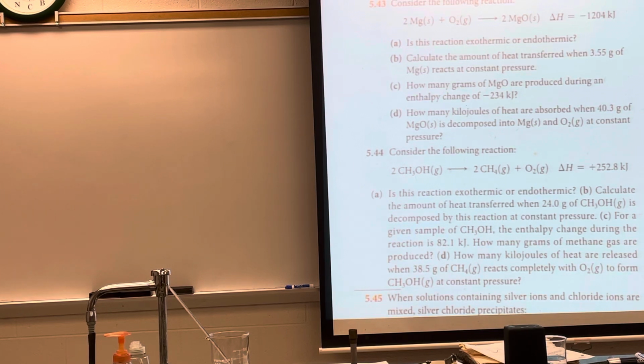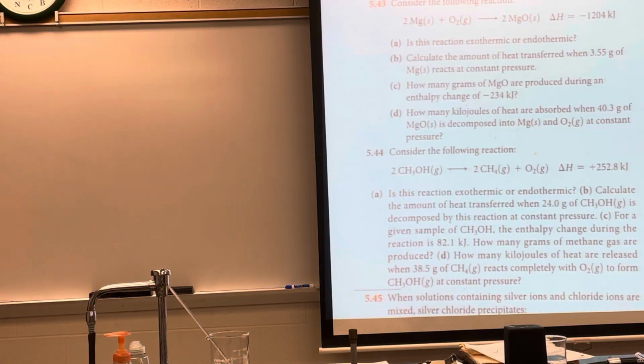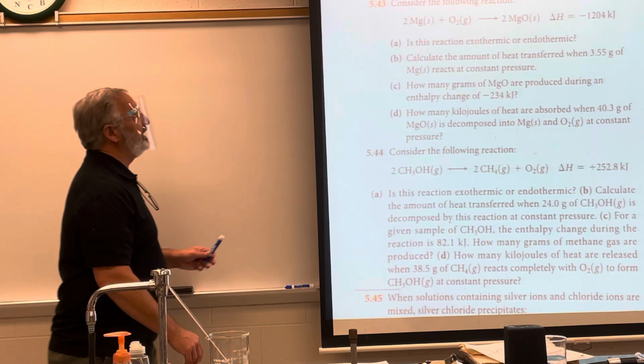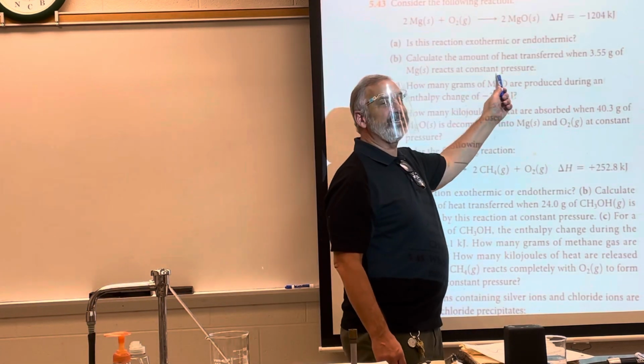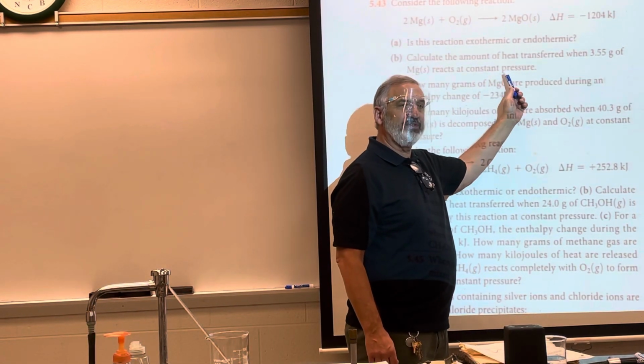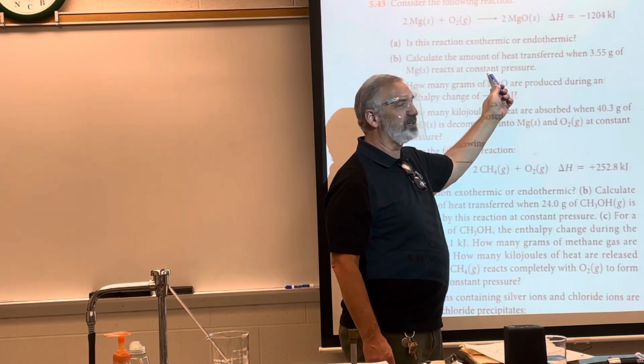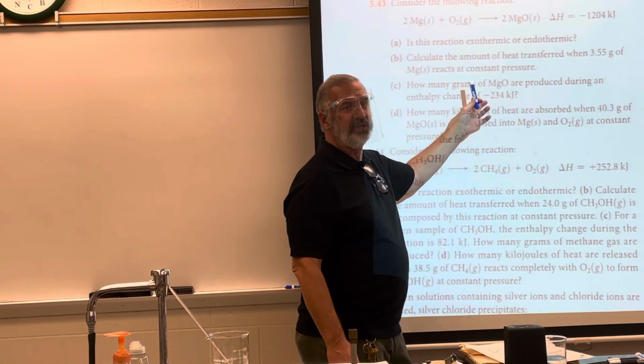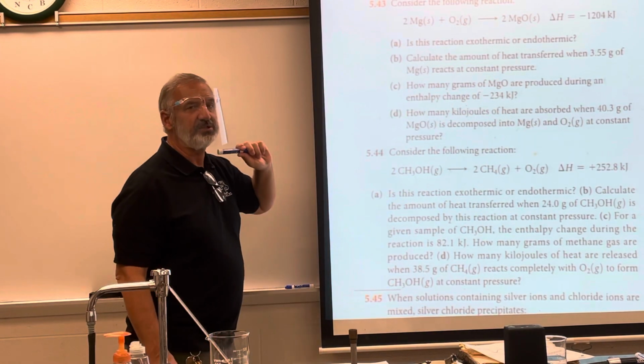So now I need to calculate the amount of heat transferred when 3.55 grams of magnesium reacts at constant pressure. And the only thing we can say at constant pressure, that just means I can calculate delta H. I can do everything kind of the same way. We always are going to assume constant pressure. We're never going to calculate heat at any other conditions.